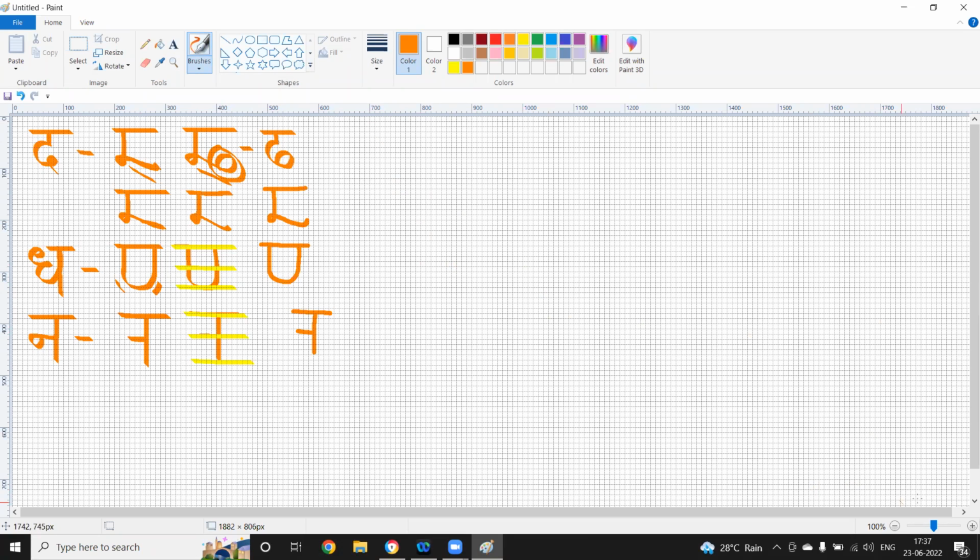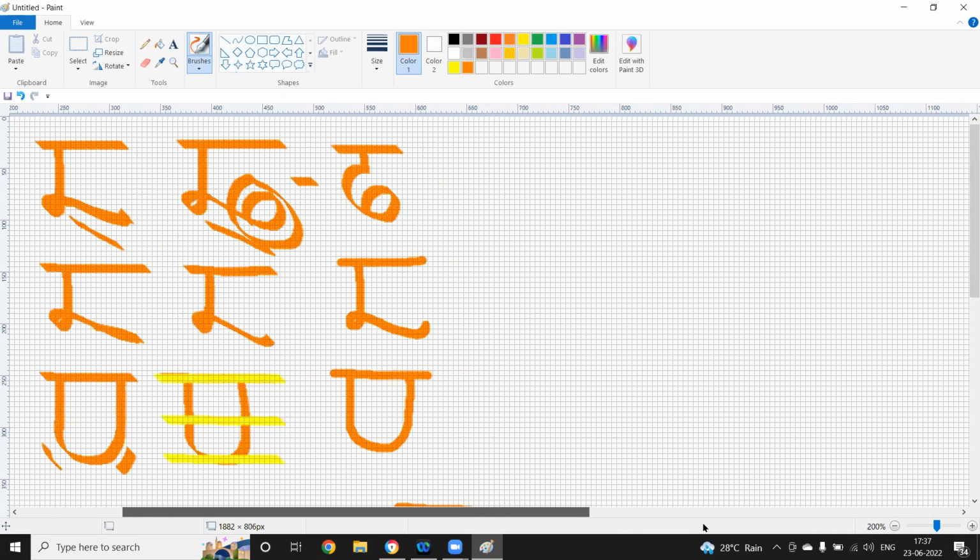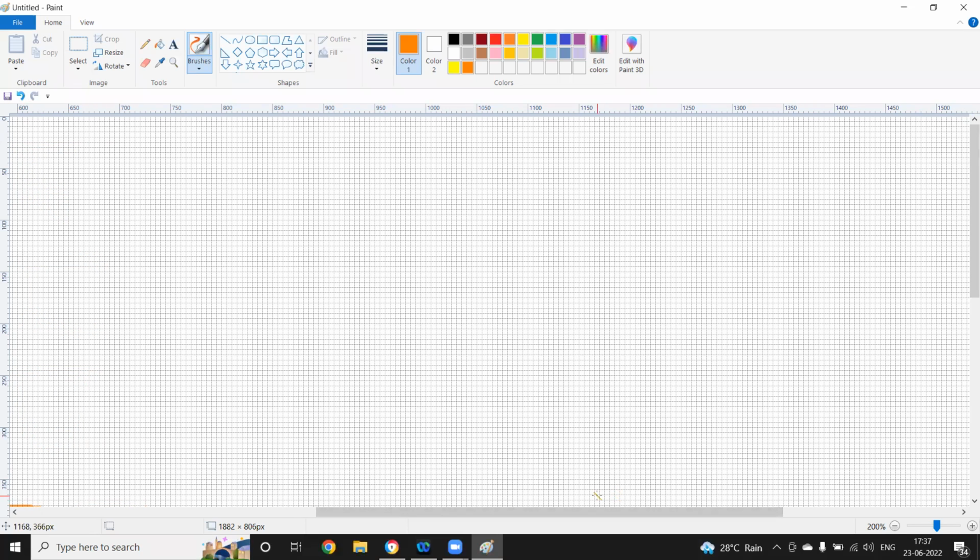So I'll start here only. This is per. Now when I start per, as I mentioned, the beginning stroke is going to be somewhat similar. And we do not have a Shirorekha for per.